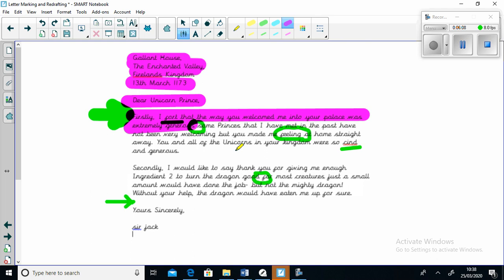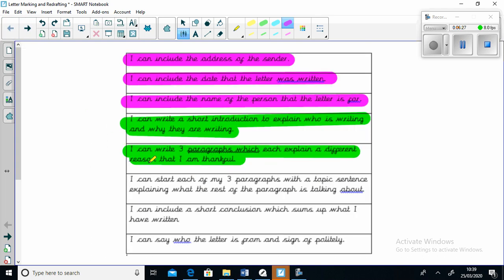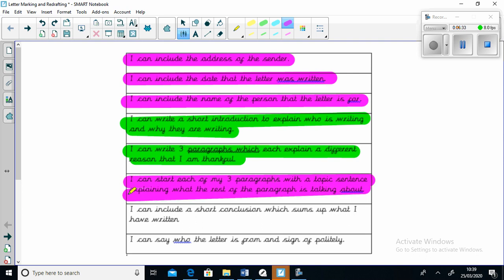Secondly, I would like to say thank you for giving me enough ingredient 2 to turn the dragon good. Okay? Then the rest of that paragraph is all about that same thing. So I've described that as a topic sentence. Each of my paragraphs is introduced with a topic sentence, so I'm pretty happy that I can highlight that off in pink. Great. Let's have a look at the next one.